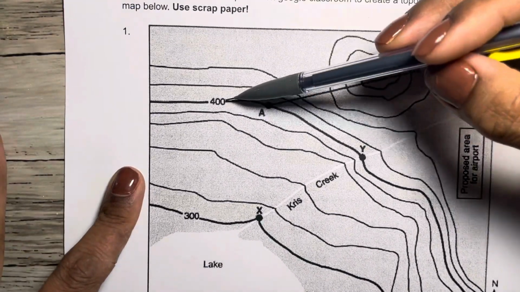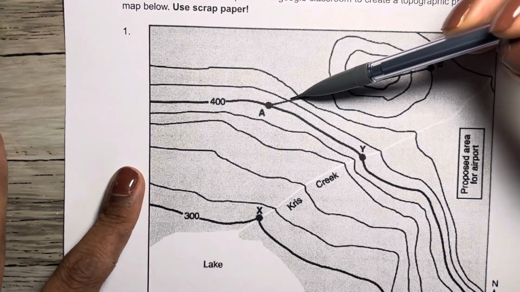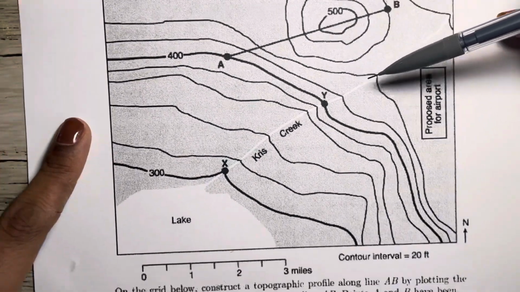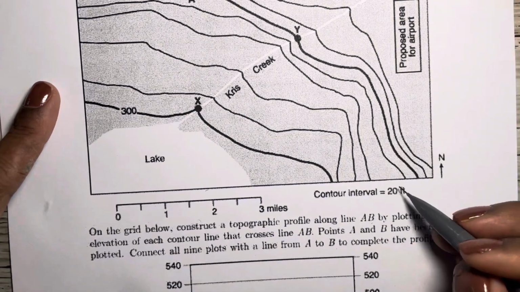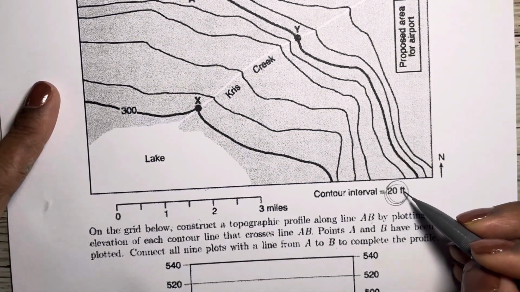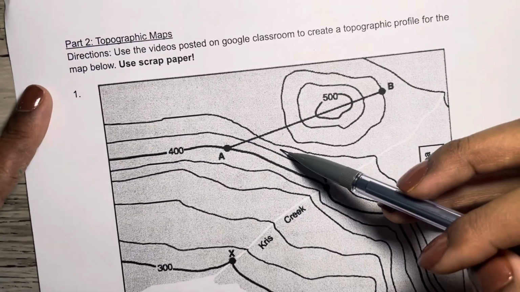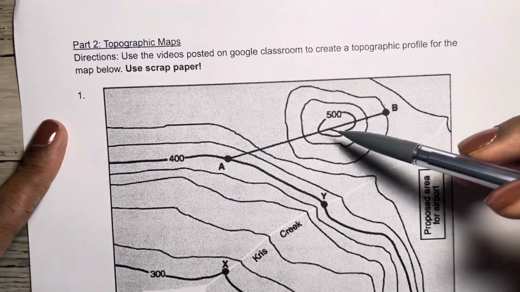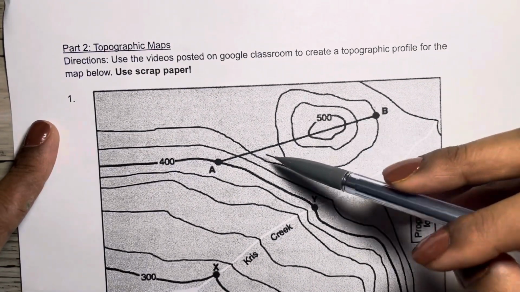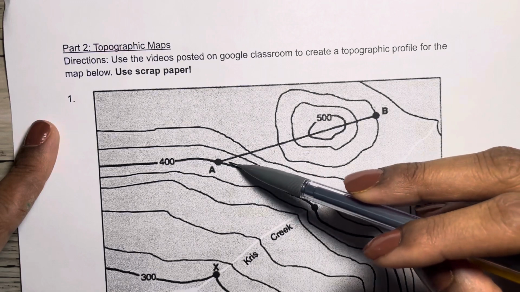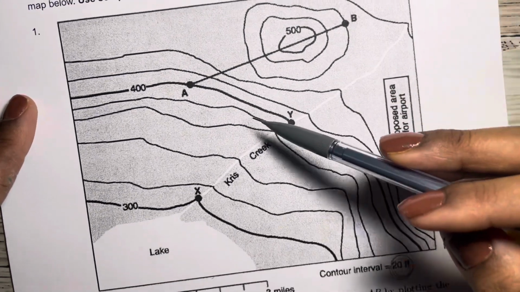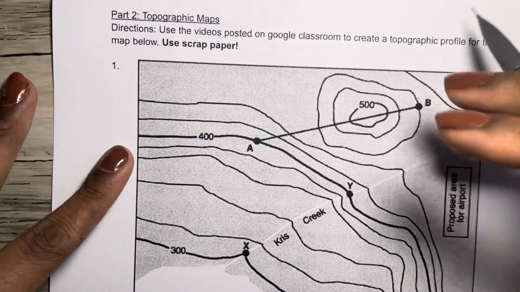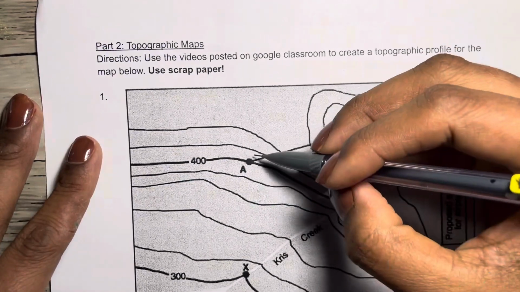So I already know that A is 400. I need to know what elevations these lines are, and to do that, I need my contour interval. My contour interval is 20 feet, which means that each of my lines are changing in elevation by 20 feet. So if this is 400 feet and this is 500 feet, I know that my elevations are increasing from A towards B, and with each line, my elevation is increasing by 20 feet. So that means if this is 400, this must be 420.